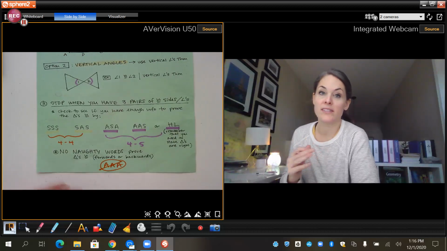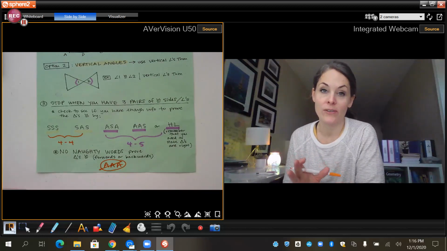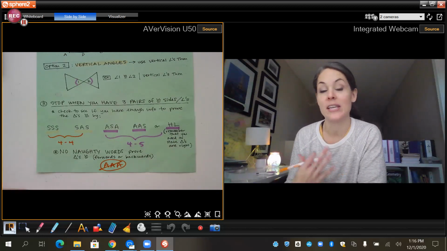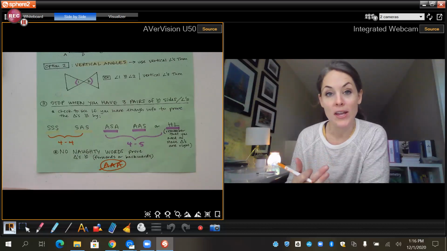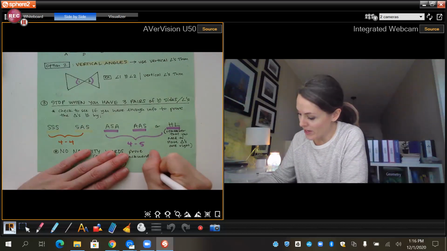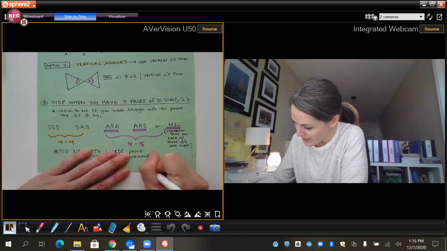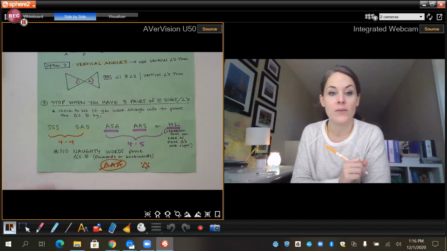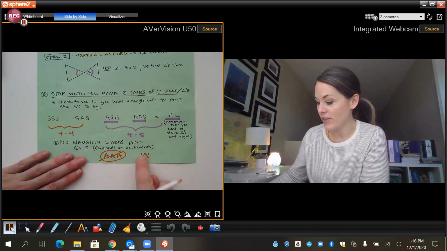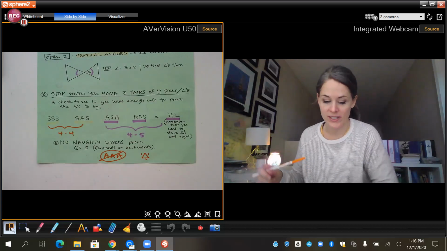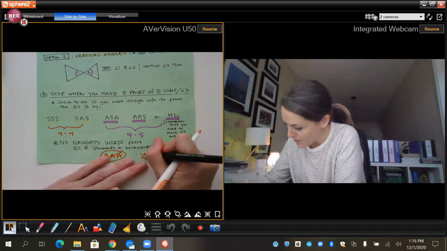The reason why is, let's think about an equilateral triangle, because an equilateral triangle is equiangular, which means all the angles are 60 degrees. I could have an equiangular triangle with side lengths 1, 1, and 1, so that's just a little triangle there. All the angles are 60 degrees, and they are congruent. I can mark them congruent.